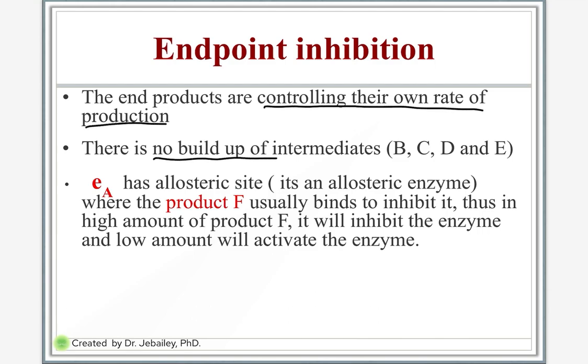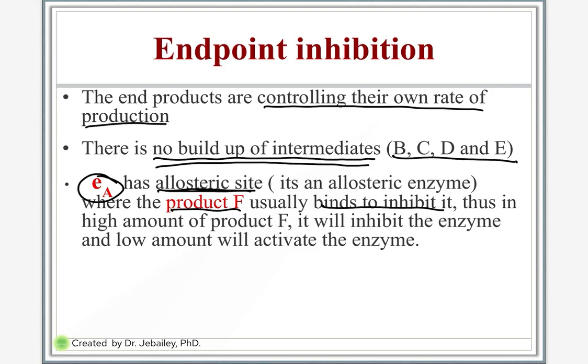So there's no building up of the intermediates. Like I told you, none of the intermediates should be building up. They should all be decreasing. So it's on the allosteric site of enzyme A. That's where the product F will bind to and stop it. So that means when you have a high amount of F, it will inhibit the entire enzyme, and that means lowering the whole process.